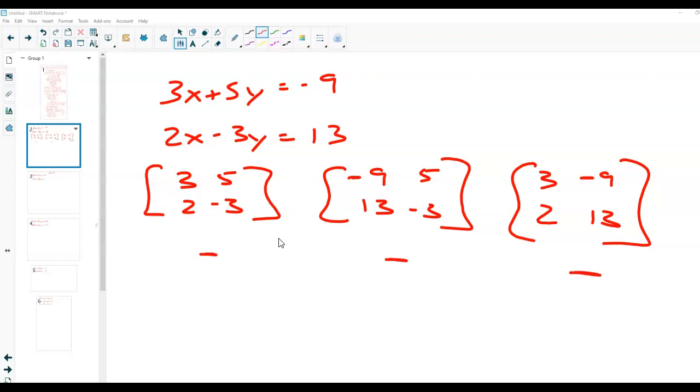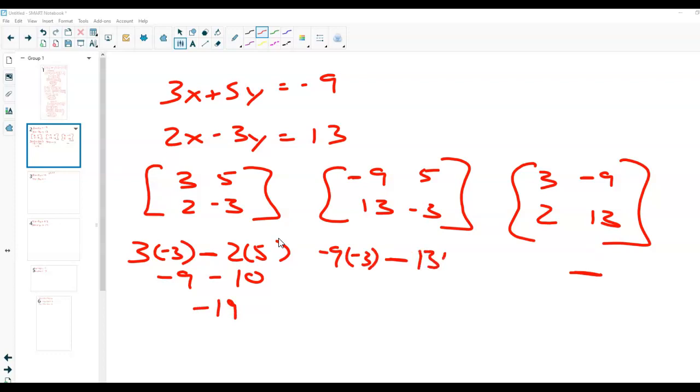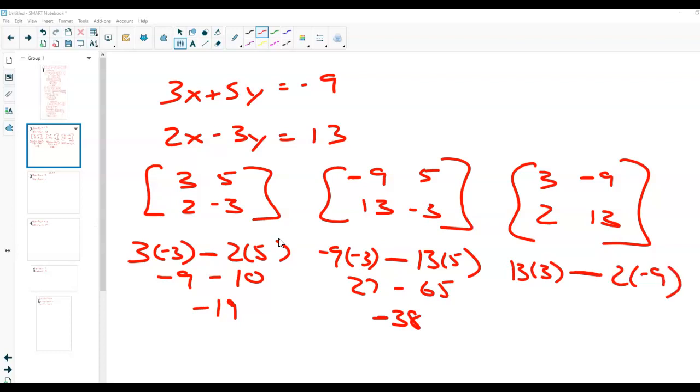You put a subtraction sign down first. And then it's 3 times negative 3 minus 2 times 5. Negative 9 minus 10 is negative 19. Negative 9 times negative 3, 13 times 5. This is how you don't lose negative signs. 27 minus 65 is negative 38. 13 times 3 minus 2 times a negative 9. 39 minus a negative 18 is 57.